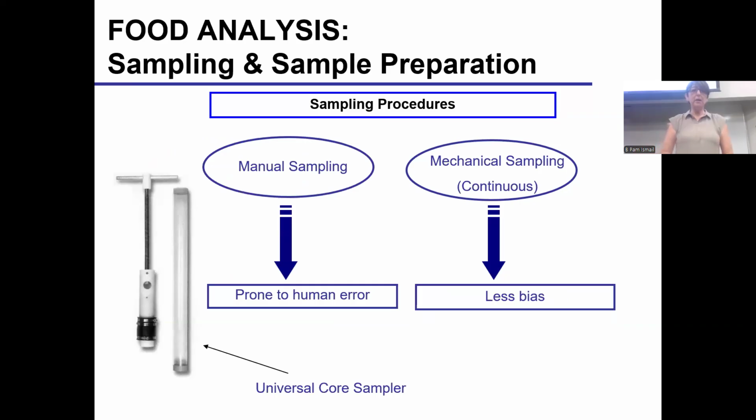So sampling, when you have mechanical sampling, it's less biased. Whenever you're able to have mechanical sampling where there's no human bias, you would do that. Sometimes if you can't, you just do manual sampling. In line of process, oftentimes sampling is done mechanically to reduce bias.